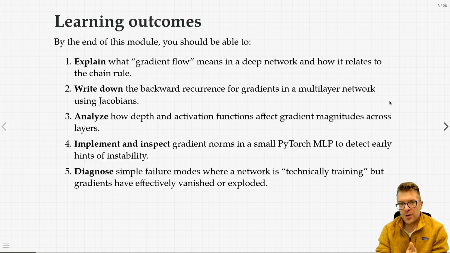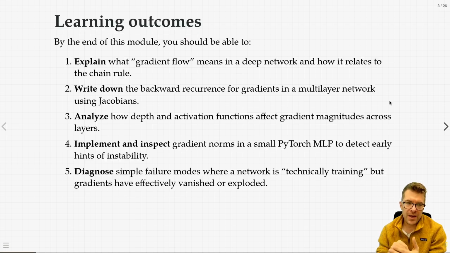A bit of a stretch goal, and maybe one that we're only going to touch on at a distance, is the ability to write down the backwards recurrence for gradients in a multi-layer network using Jacobians. We're going to flag them as being Jacobians throughout, but we don't have to go too much in depth in this module.